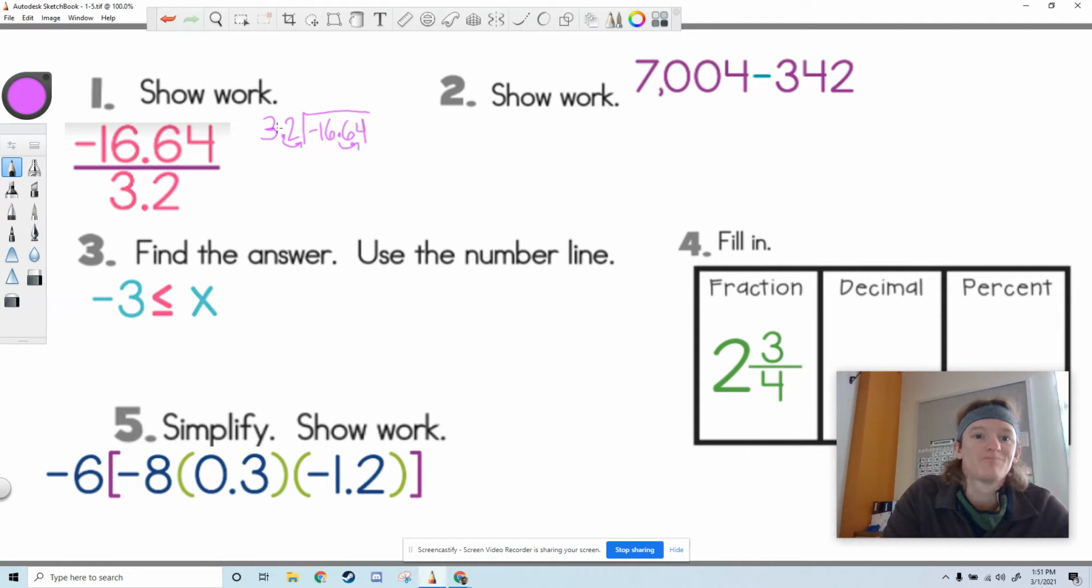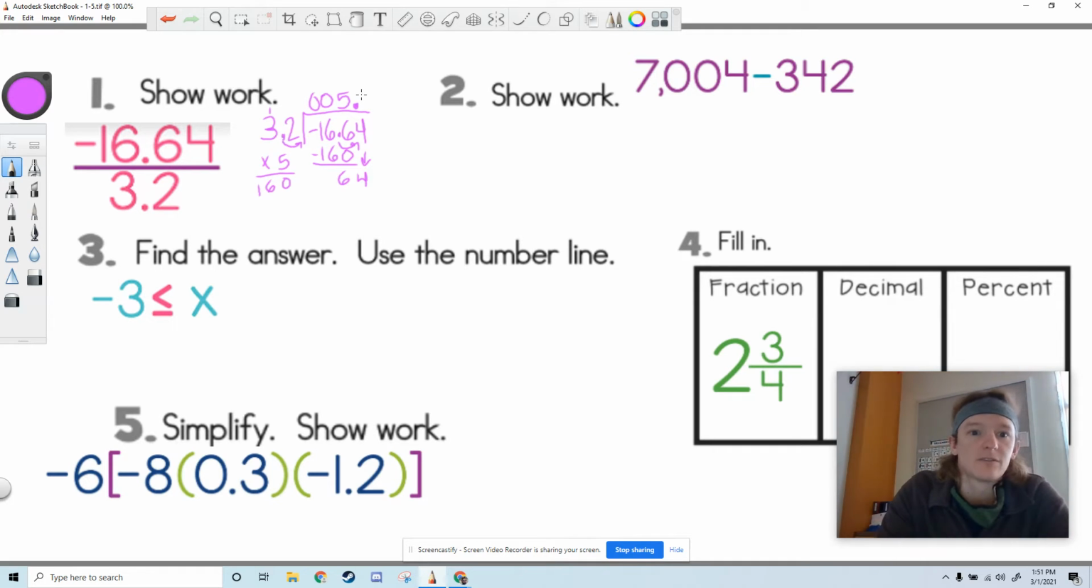How many 32s are in 1? Well, there's none. How many 32s are in 16? Well, there's none. How many 32s are in 166? Well, 32 times 5. 2 times 5 is 10. 15, 16. All right. So we have 5. 160. Subtract. We have a 6. Bring down our last 4.